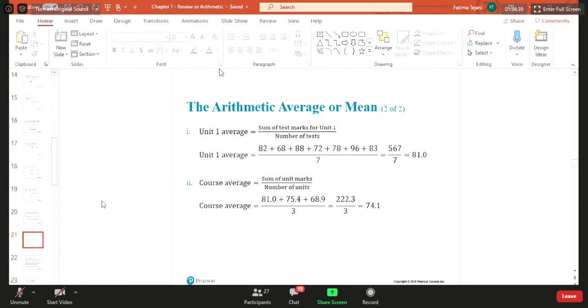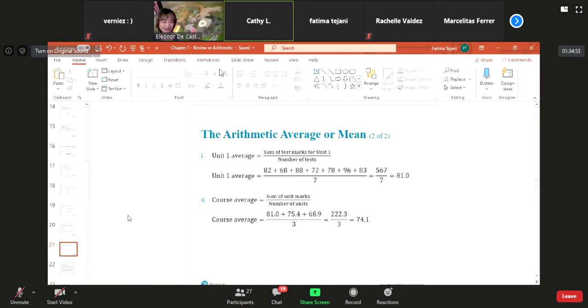Calculate it yourself. Did you calculate it? Yes, I'm right. Oh, that's good, girl. 81. Oh, Kathy, see? Calculate yourself. Not just kidding.